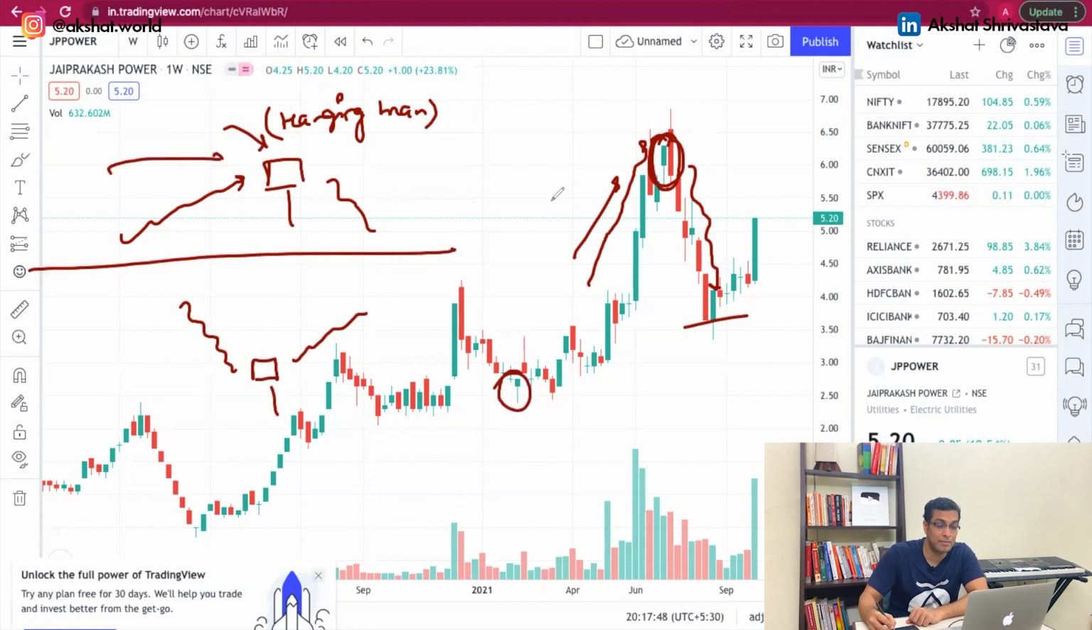Similarly, where do you find a hanging man? When the stock is moving up, you find a hammer and it falls like this, right? So I hope this difference is clear. It takes a lot of time to understand this difference. I am trying to explain it to you in very simple, easy to understand, crisp language.